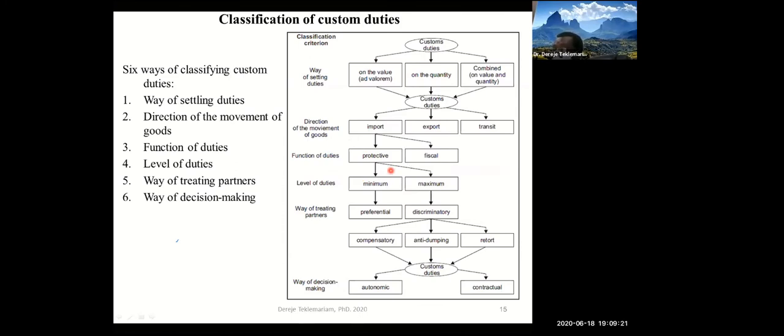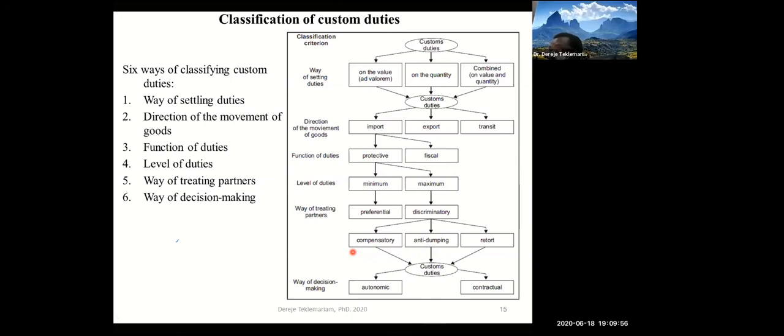The other is we can classify custom duties on the levels, on the degree, on the intensity of application. We can have the minimum and maximum. When it is minimum, normally we treat partners preferentially. The other is discriminatory. Even discriminatory, it can have what? Like compensatory.